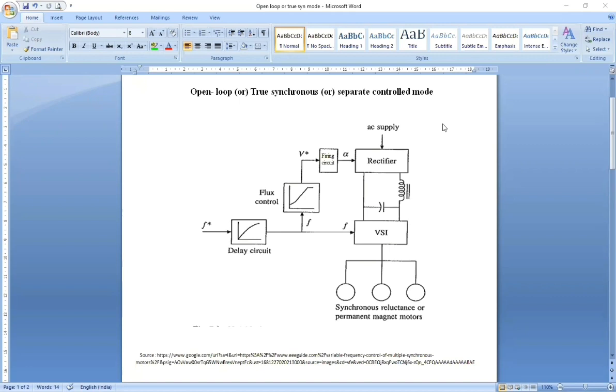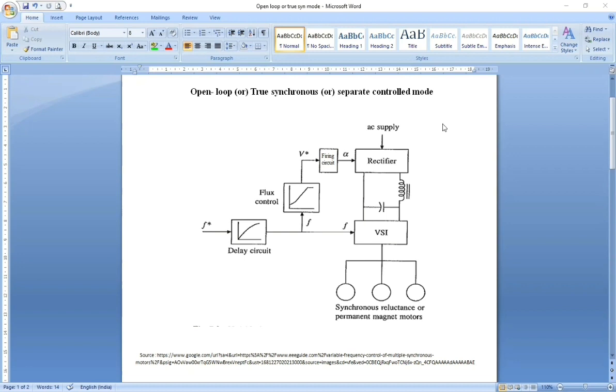But this method was not used in the previous days because of the unavailability of the economical variable frequency sources. But due to the development of power electronic converters, this method has become more attractive. The speed control of synchronous motors can be done in two modes. The first mode is the open loop or true synchronous or separate control mode.